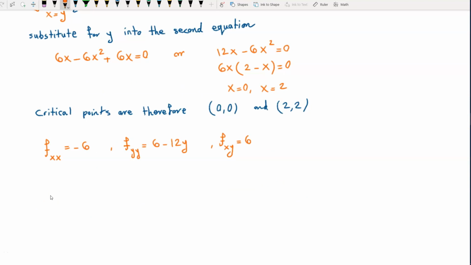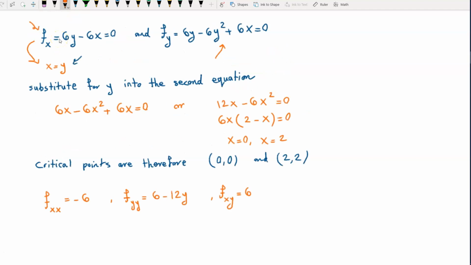define the second derivatives. Here we have the second derivative of f with respect to x equal to negative 6, and the second derivative of f with respect to y equal to 6 minus 12y. We used this equation, which was based on x, for the first derivative, and here we used this equation, which was based on y. Then finally here we used the first equation on this part, which was with respect to x, but the second derivative is with respect to y, and that is equal to 6.